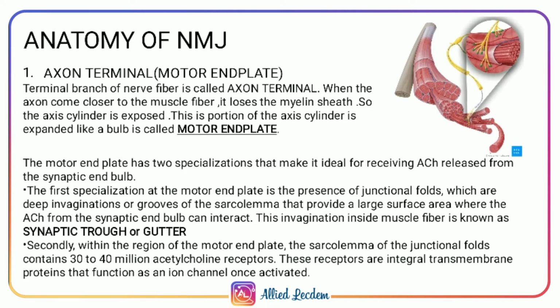The second specialization is that this folded structure in the sarcolemma contains 30 to 40 million acetylcholine receptors. These receptors are integral transmembrane proteins that function as an ion channel activator. That is, when there is a change in the action potential, once the ion channels are activated, these acetylcholine receptors are activated and it helps in the release of acetylcholine. Now a question arises: from where is this acetylcholine synthesized? The axon terminal, that is, the motor end plate, has mitochondria, which contain ATP, a source of energy for the synthesis of acetylcholine. So acetylcholine is synthesized in the mitochondria.